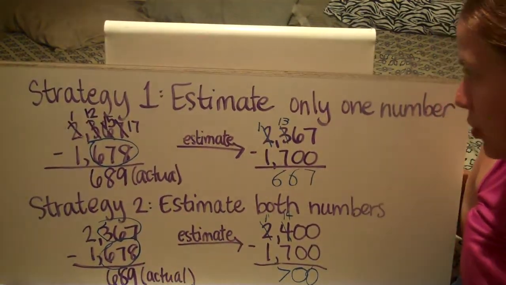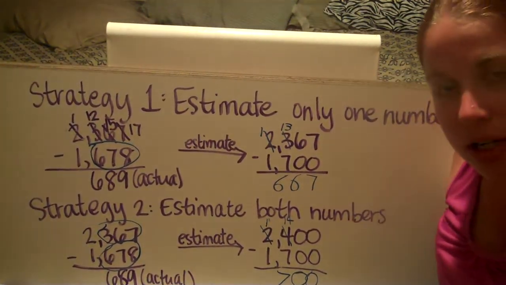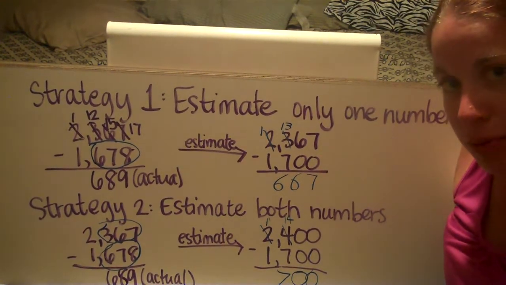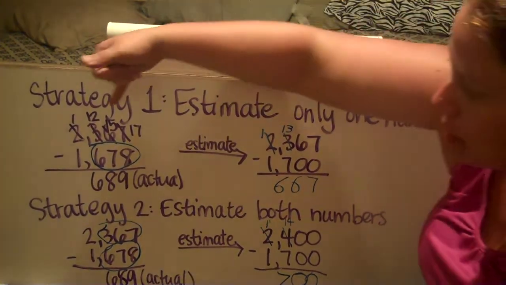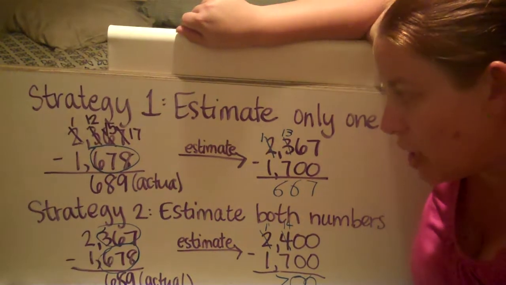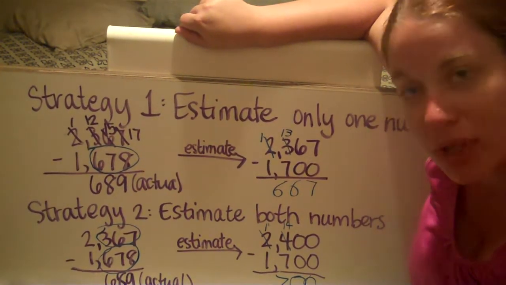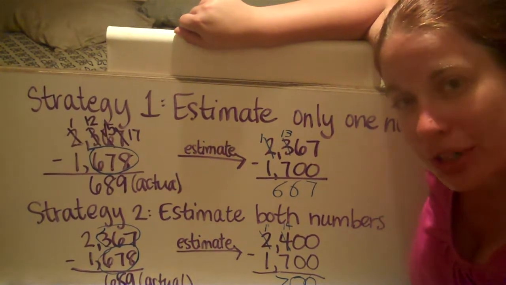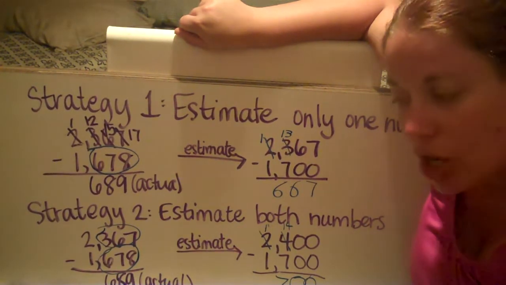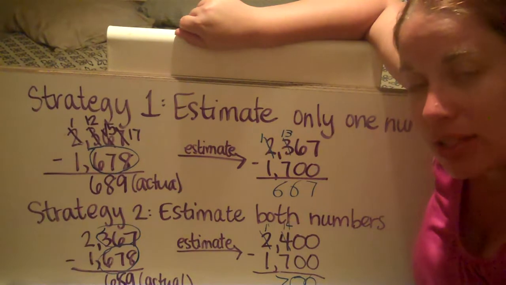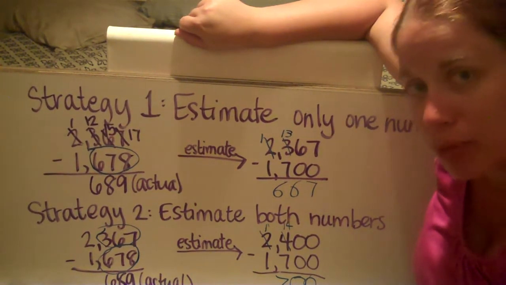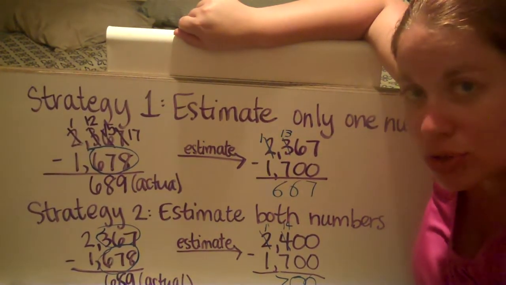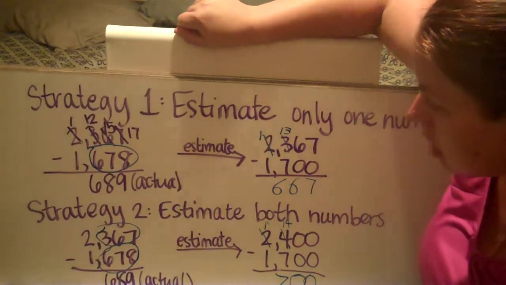Now strategy number 1 is to estimate only one number when adding or subtracting. So I have the number and you can't really see it, but it's 2,367 minus 1,678. And I got the actual answer already, which is 689. What I am doing now is to see if our estimated answer is going to be reasonable, meaning if it's going to be close to the actual answer or not.